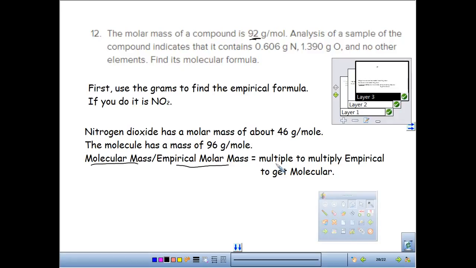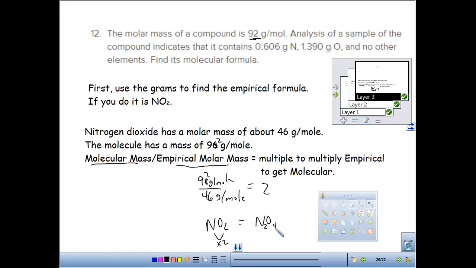So again, 92 grams per mole divided by 46 grams per mole. And it doesn't always come out perfect. Actually, wait a minute, this is wrong. 2. But it doesn't always come out perfect, but it's pretty close. Okay, so we divide these two, we get a multiple of 2. So watch what happens. If I take NO2 and I multiply everything by 2, I now get N2O4.